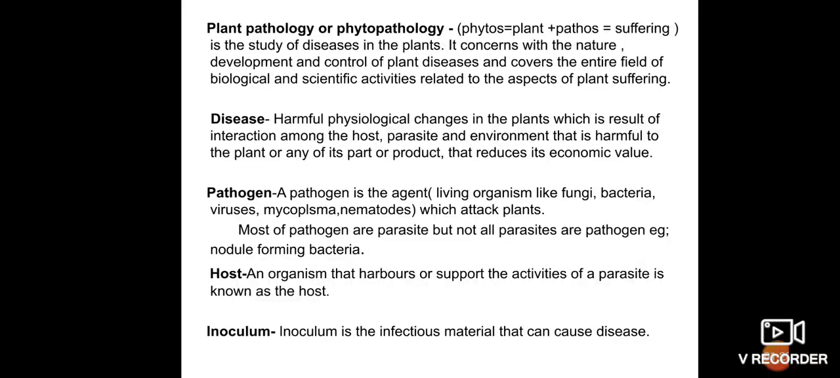What is a pathogen? A pathogen is an agent, any living organism like fungi, bacteria, viruses, mycoplasma, nematodes, which attacks plants. Most of the pathogens are parasites, but not all parasites are pathogens. The best example of this is nodule forming bacteria.